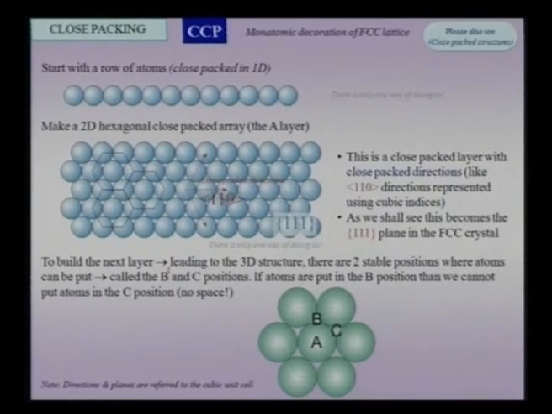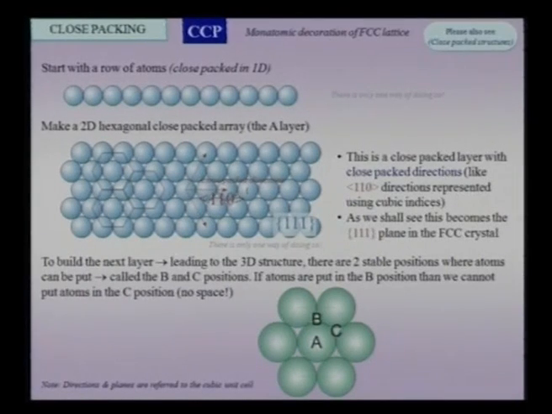So we already have noted that the CCP crystal is obtained by monoatomic decoration of the FCC lattice. So let us start with the row of atoms. Of course, you could start with a single sphere, then we make a close-packed row of atoms. Then starting with this row, by putting these rows one below the other in the fashion shown here, I can obtain a hexagonal close-packed layer.